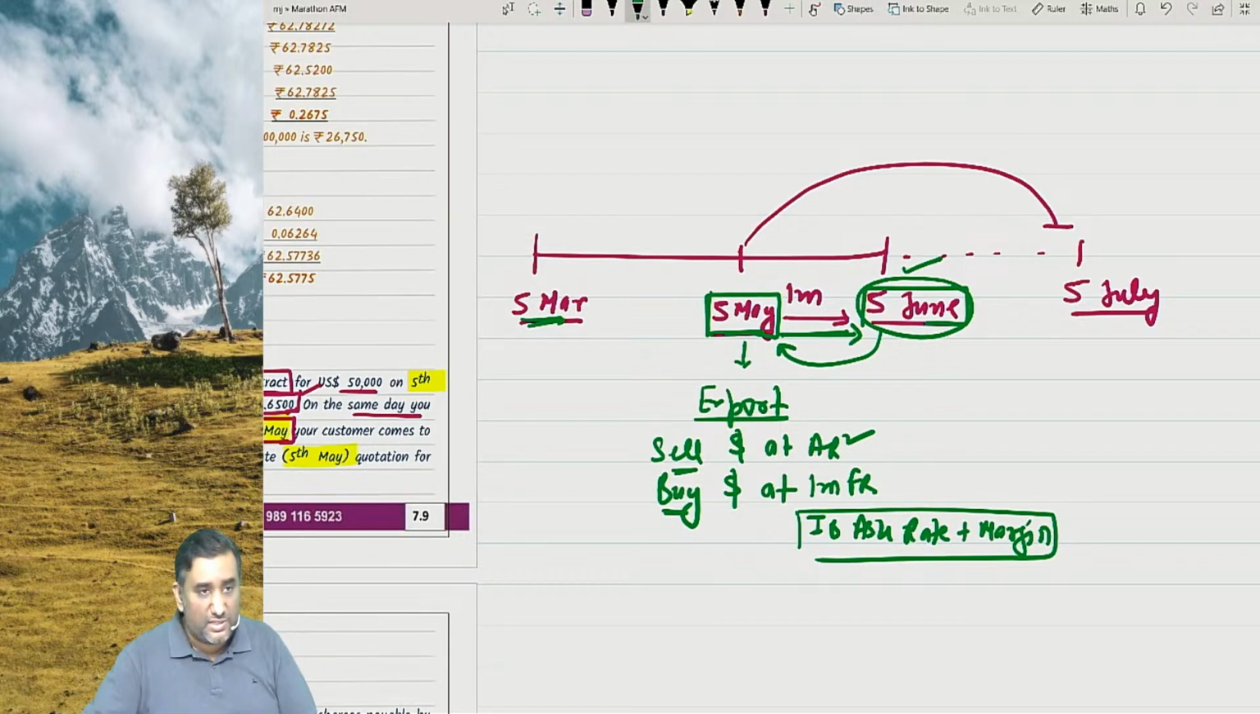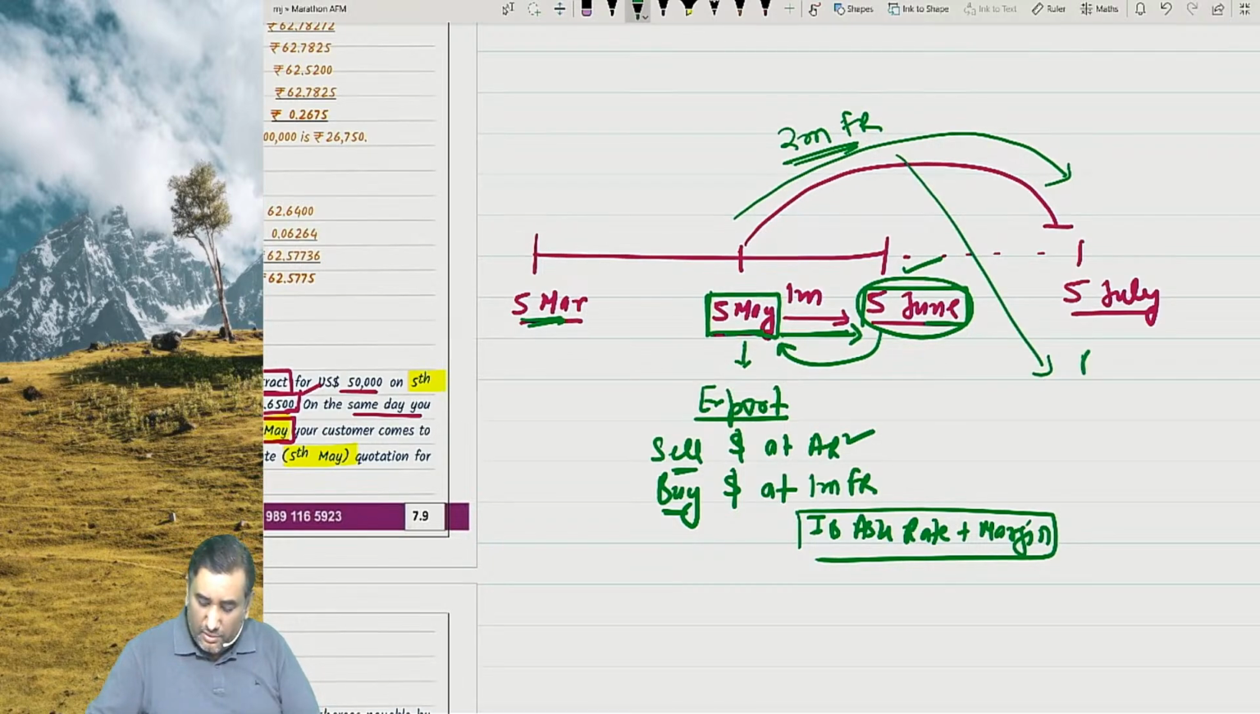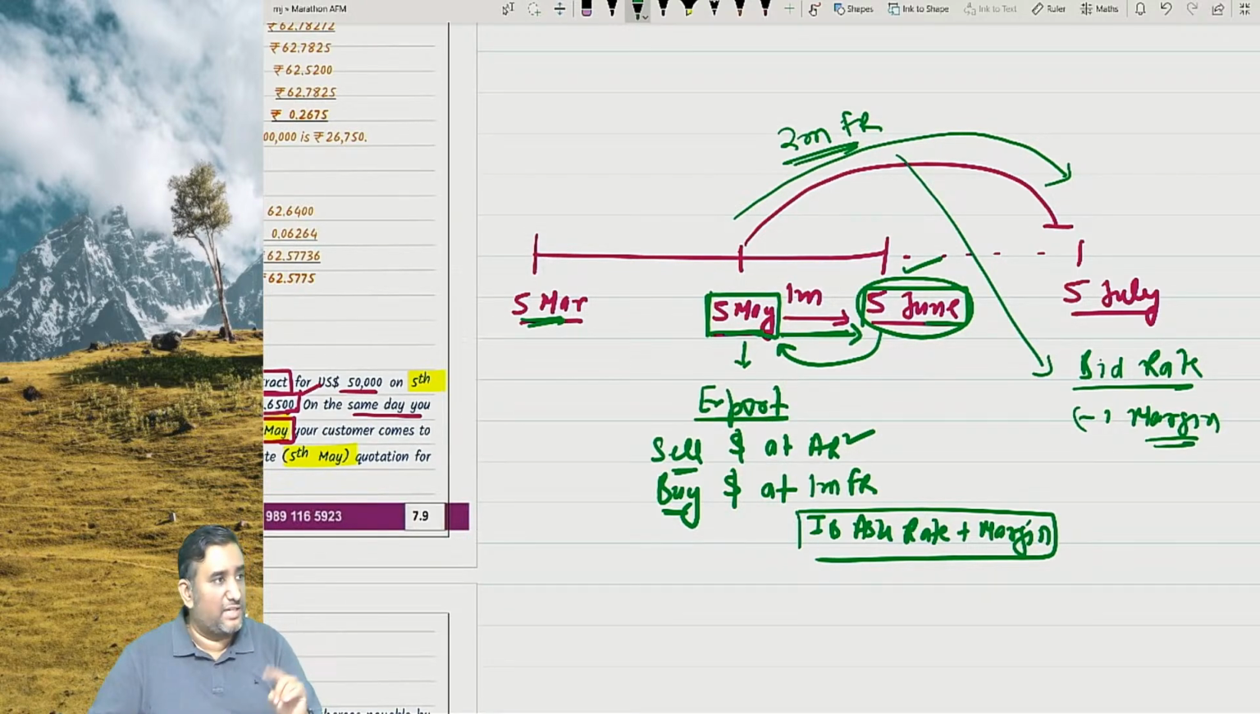Now sir, what about 2 months? From here to here, I look at the 2 months forward rate. Since it is an exporter, the exporter will do a new contract of selling. Selling means I will give you the new bid rate, and since you'll sell, I'll adjust for margin, that means minus margin. So in the same question, you have a plus margin and a minus margin both. Be comfortable with what you're doing.